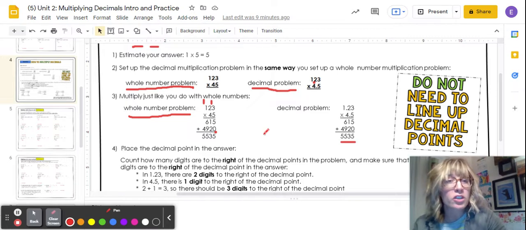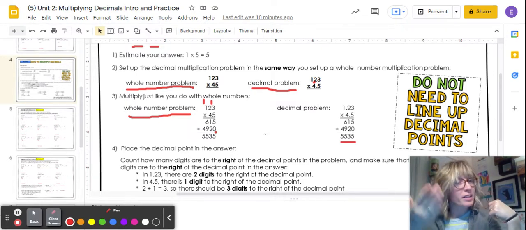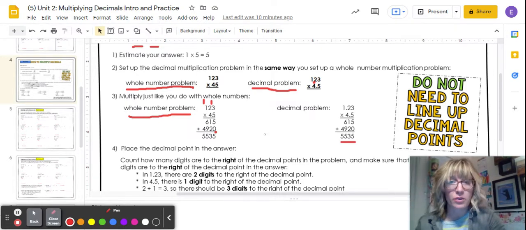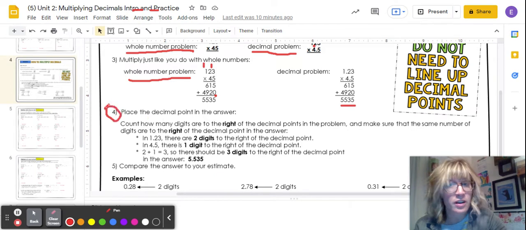But we want to remember that this really was not a whole number multiplication problem. We really did multiply something where our answer should be more around 5 and not 5,000, because we're multiplying something close to 1 and something close to 5. So we're now ready to place our decimal point in our answer. Woohoo, here we are at number 4.